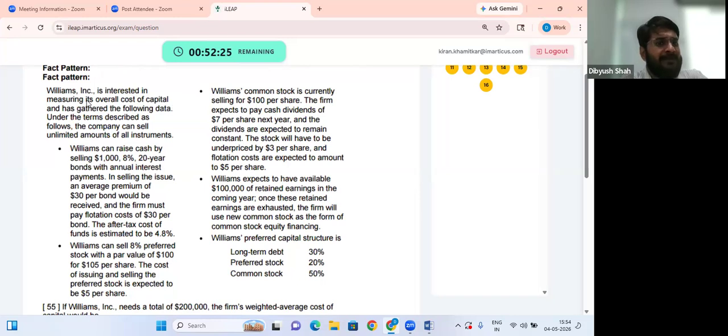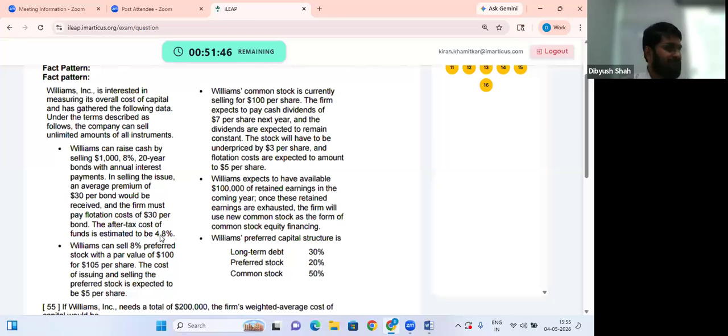Under the terms described as follows, company can sell unlimited amount, means amount is not a problem, of all instruments. See, first, Williams can raise cash by selling $1,000 par value, 8%, 20-year bonds with annual interest payment. In selling the issue, an average premium of 30 per bond would be received. So my net proceeds will be 1,000 plus 30. And the firm must pay flotation cost of, so we have to use the formula, effective interest rate 1. The after-tax cost of funds is 4.8.